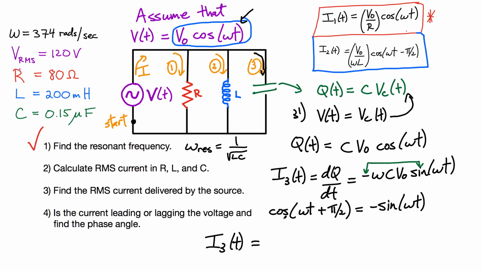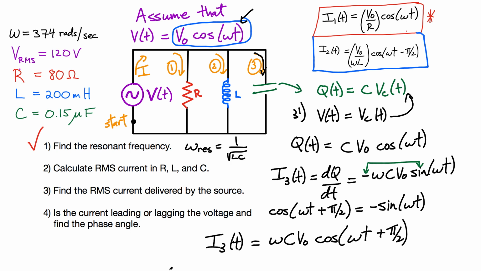I get three terms in the front, right? Omega, C, and V0. That's going to be the amplitude of the current. And the time varying term looks like this: omega t, and in this case, it's plus pi over 2. Now, this tells me that this current actually leads the voltage, right? The voltage is cos of omega t, and here I have plus 90 degrees. So this current actually leads the voltage by 90 degrees.